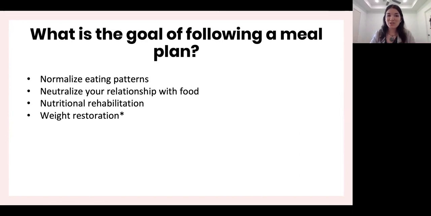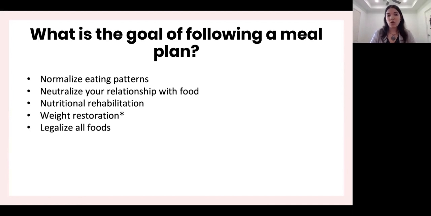Weight restoration. I put it with an asterisk because not everyone needs weight restoration during their recovery process. Some do, some don't. So that is something that our clients assess with their dietitians, and we see if that is part of your recovery process. Do we need some weight restoration so that your body can be working at 100%? And I know this is often a scary point for a lot of clients. We'll get into a little more later.